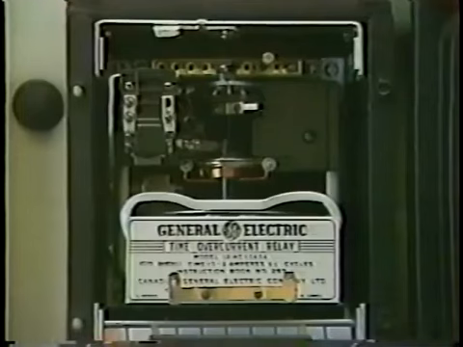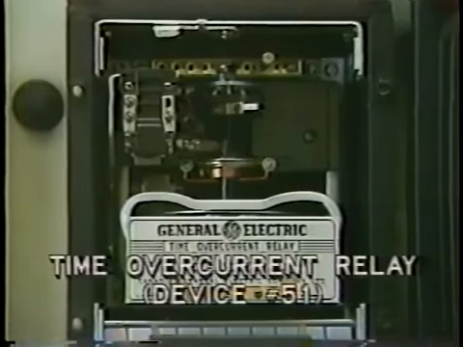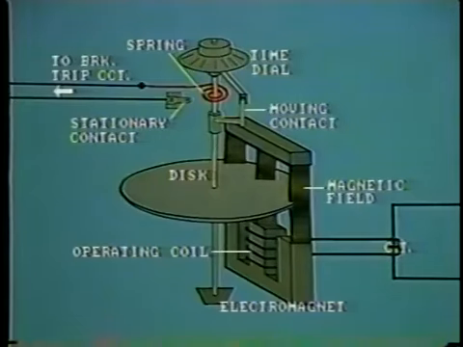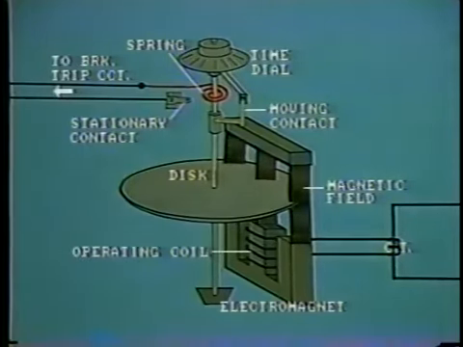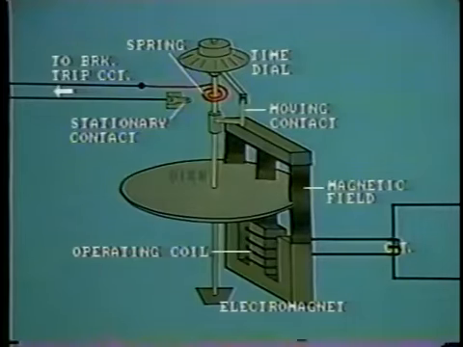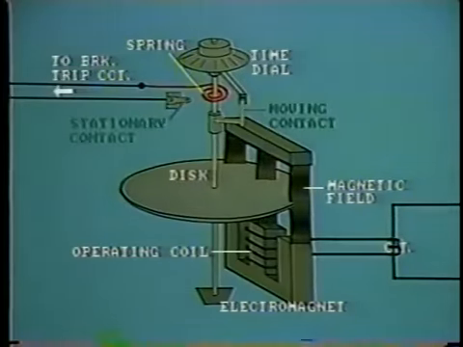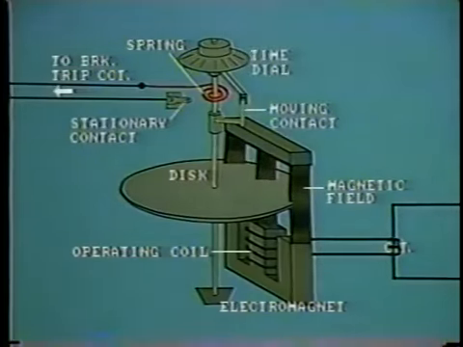Adequate for protection of severe faults on the line. But how can we protect against low-level faults? This is achieved by use of the time overcurrent relay, device number 51. This is a typical electromechanical time overcurrent relay. Its main components are the electromagnet, the operating coil, the rotating disc, tripping contacts, and time dial.